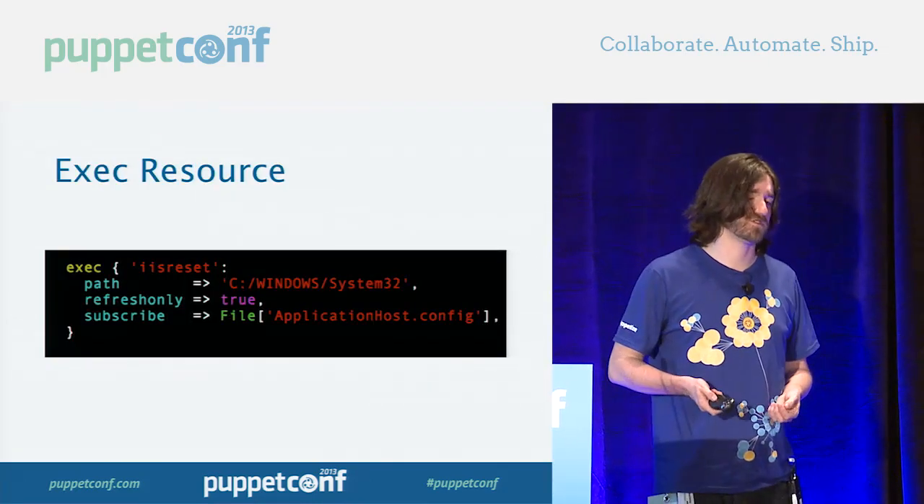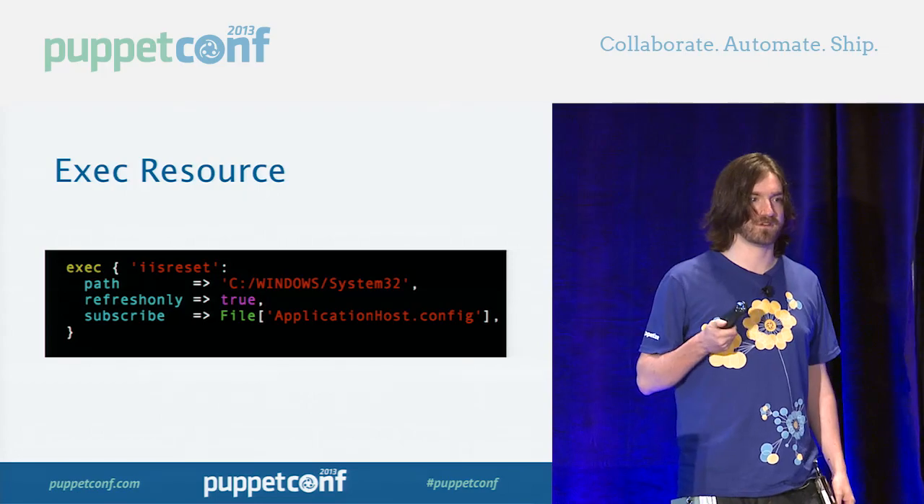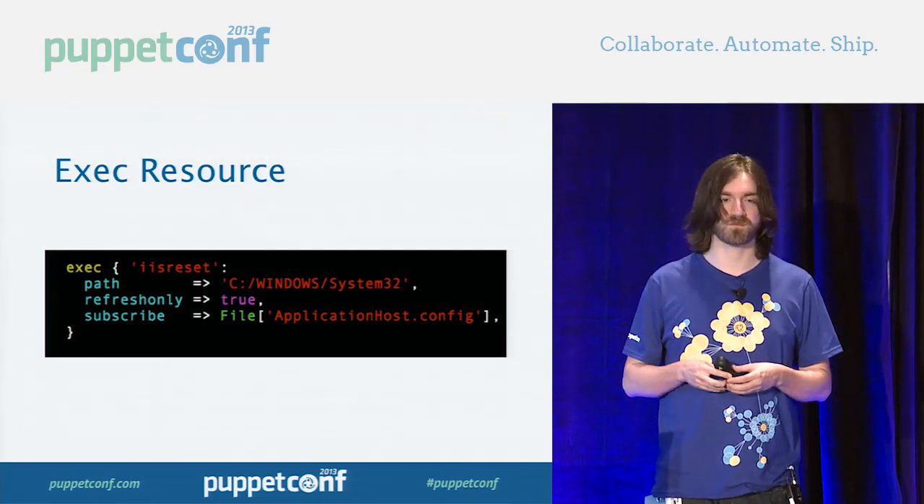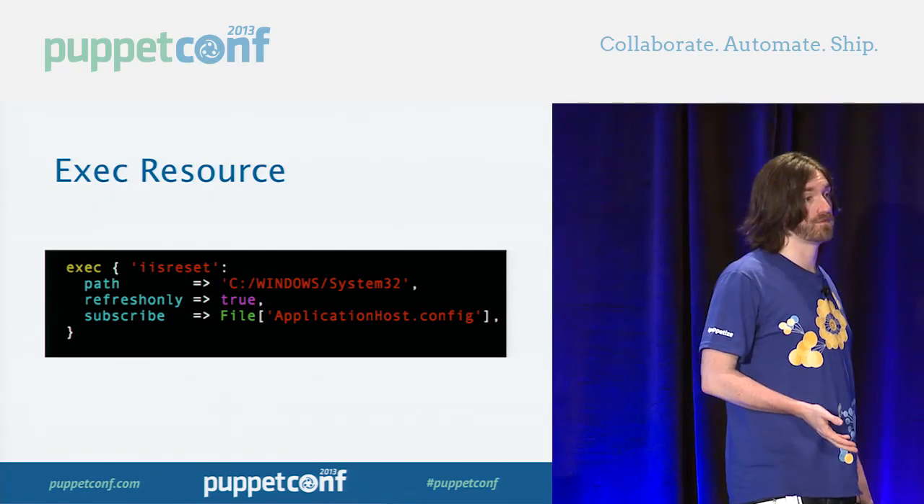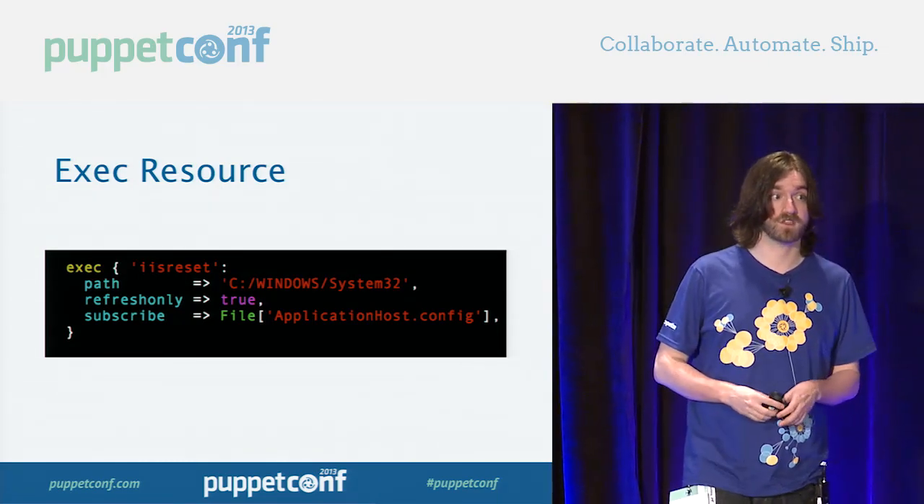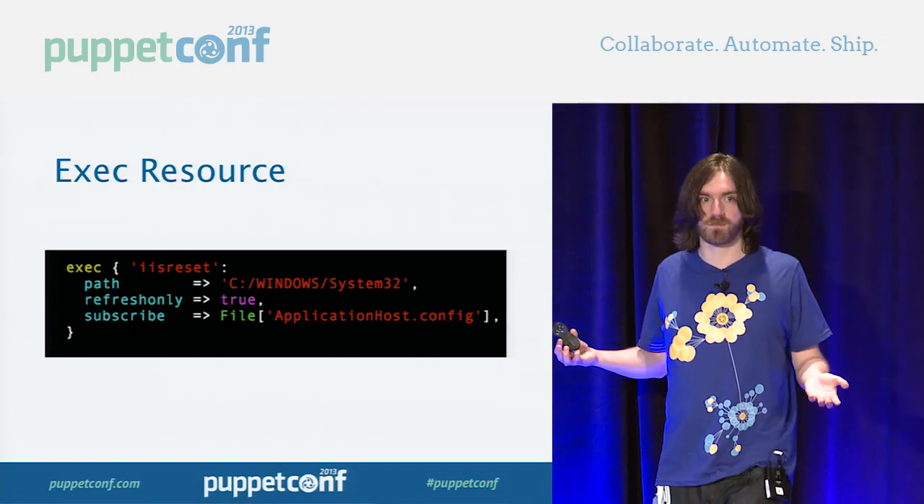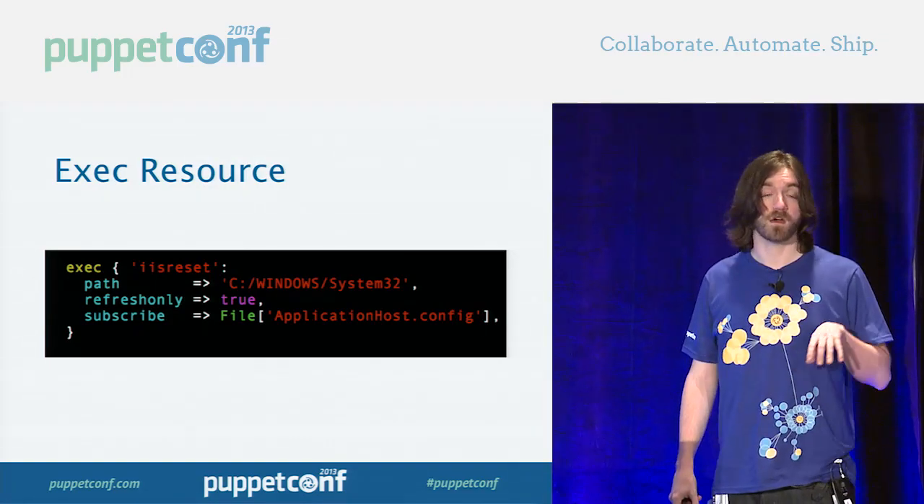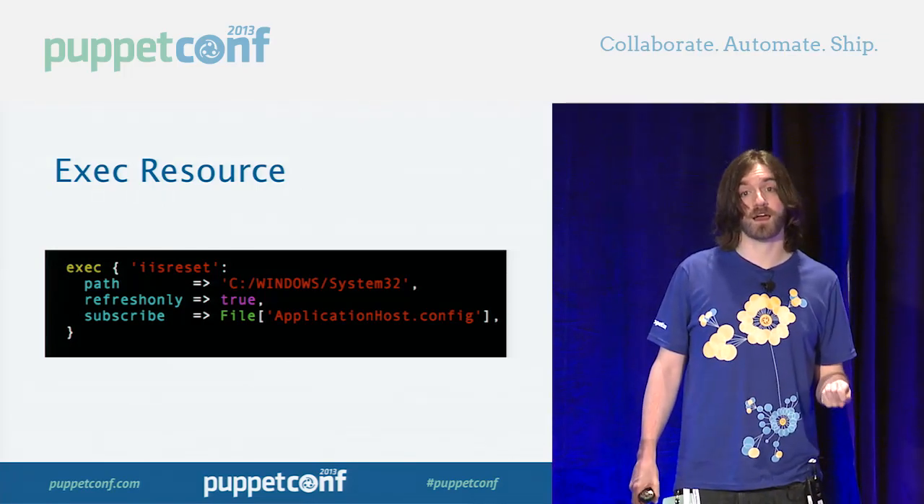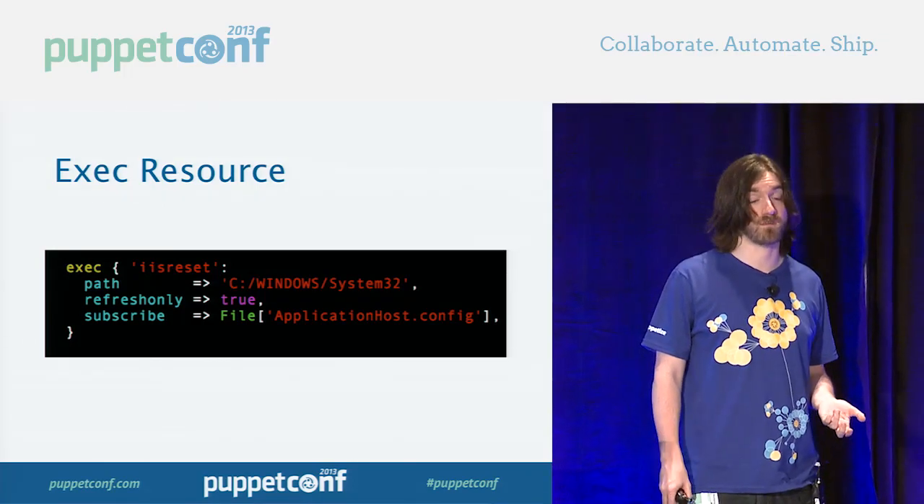So the exec resource. This is something that Windows admins will typically resort to whenever they need to change something. The types and providers that ship with Puppet might not be enough. I think generally they're great for a lot of things, but a lot of people just say, I need to run this command. This is how I do things. If I change my application host configuration on my Windows machine, I need to restart my IIS server. I need to run the IIS reset command.